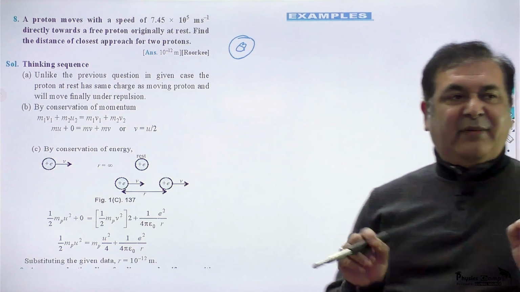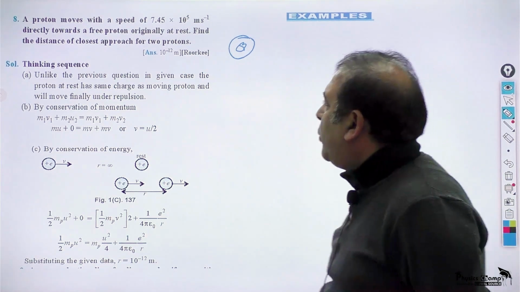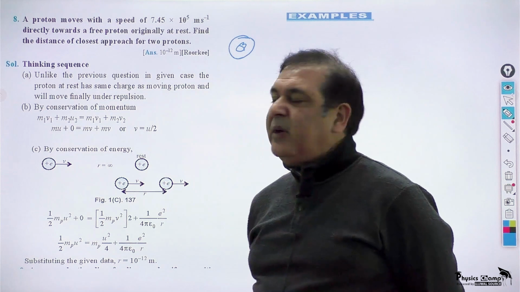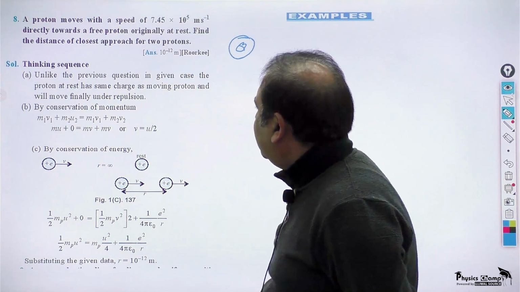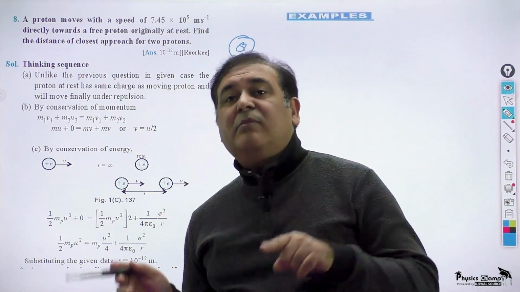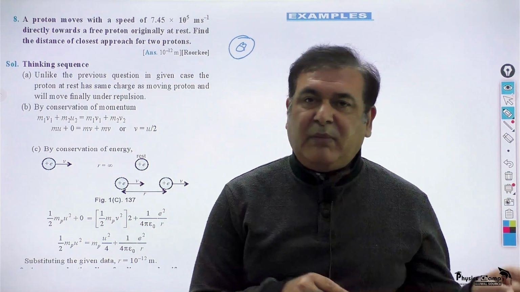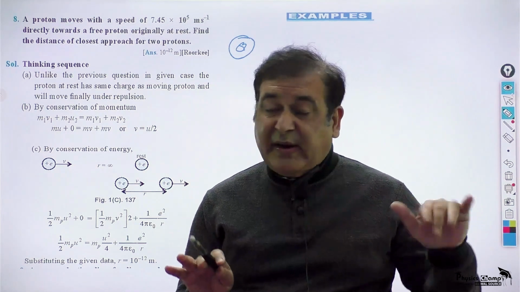There is a slight change from the previous concept. A proton moves with a speed of 7.45 into 10 to the power 5 meter per second directly towards a free proton originally at rest. This time, a proton is moving towards a proton. It means both have the same mass. So the second one will move now.